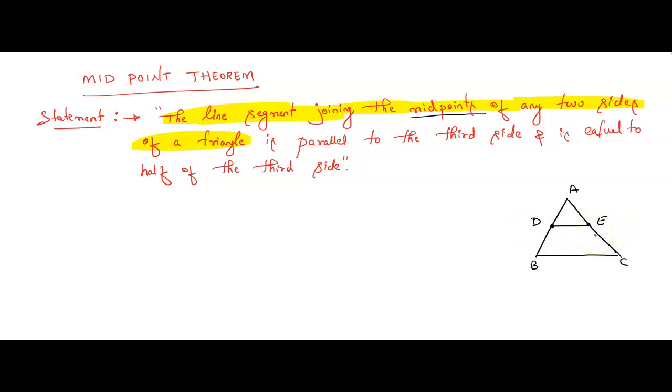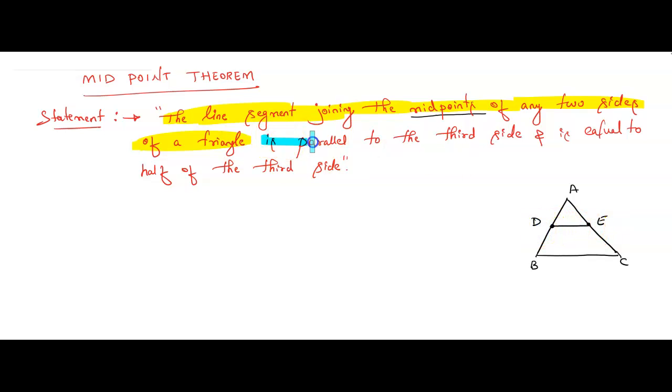In case we are joining the two midpoints of any two sides of a triangle, then what do we have to prove? This is the question. We have to prove that this line, which is DE, is the line joining the midpoints. D is the midpoint of AB, E is the midpoint of AC, and DE is the line joining both the midpoints of any two sides of the triangle.